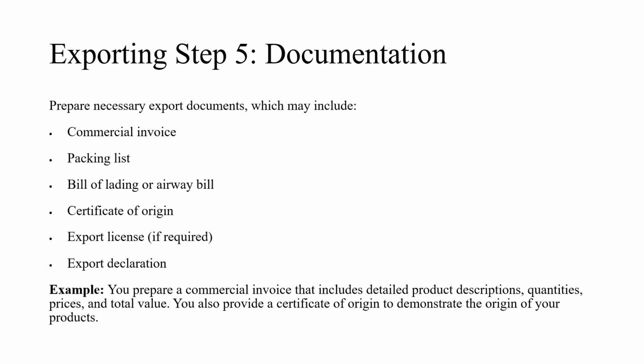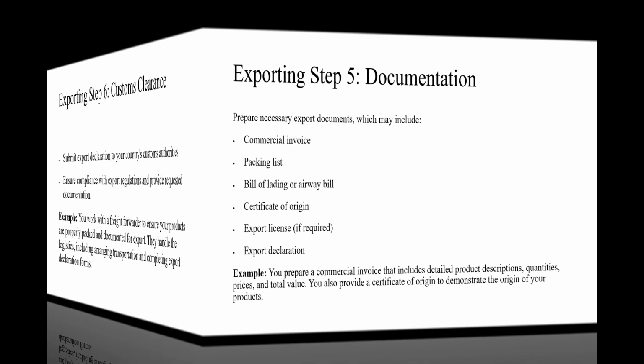Exporting Step 5, documentation. Prepare necessary export documents, which may include commercial invoice, packing list, bill of lading or airway bill, certificate of origin, export license if required, export declaration. Example, you prepare a commercial invoice that includes detailed product descriptions, quantities, prices, and total value. You also provide a certificate of origin to demonstrate the origin of your products.